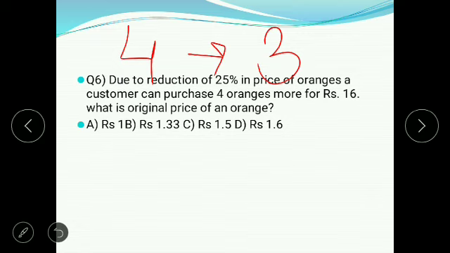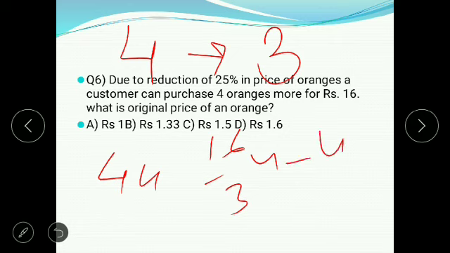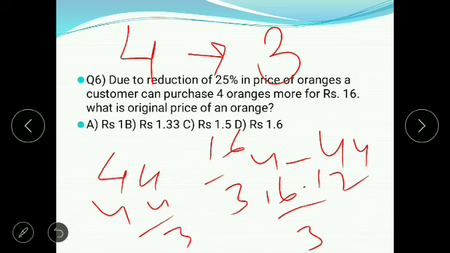So now, at the old price, I am getting 4 units of orange for 16, and now I am getting 16 by 3 units of orange at the new price. So what will be the difference? The difference will be 16u by 3 minus 4u, that is 16 minus 12, right? So that is 4u by 3, which is equal to 4. So u is equal to 3.